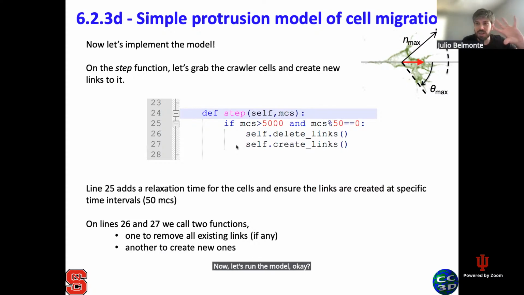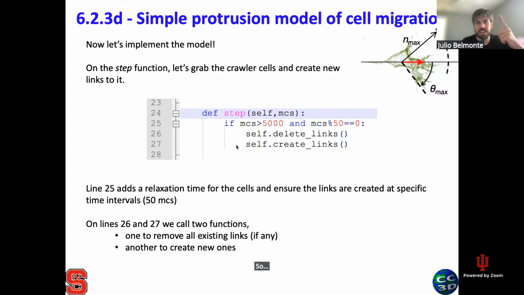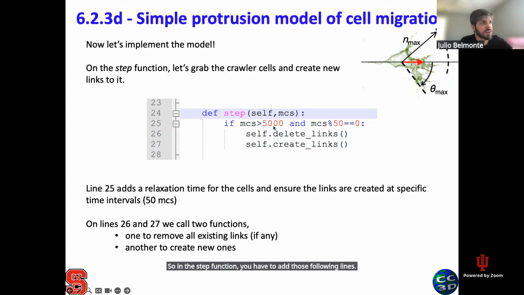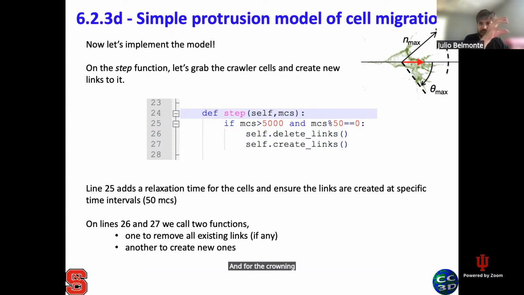And now let's make the addition and deletion of the links. So this has to be done in a cyclic manner, okay? At every n number of steps, we have to delete all the links that we had before and create new ones, okay? So that's basically what we're doing. So in the step function, you have to add those following lines. First, we add some kind of statement. We have some kind of resting time for your system to relax the cell boundaries and for the crawling cell to be there, kind of moving a little bit, okay?